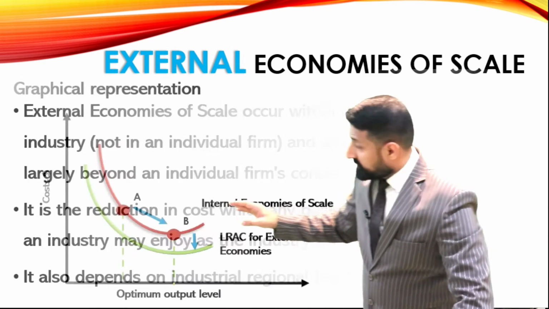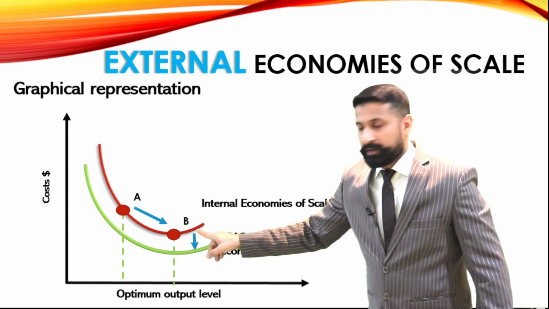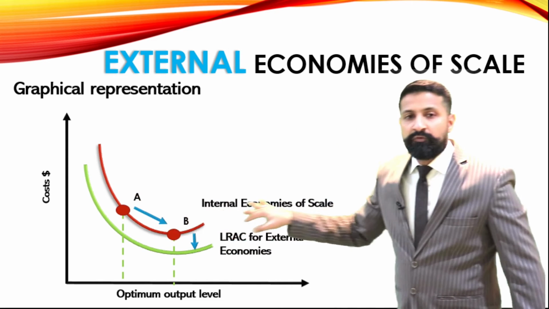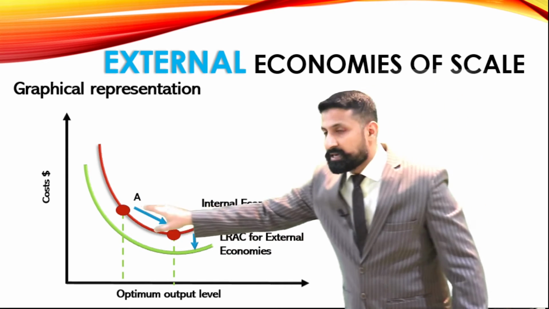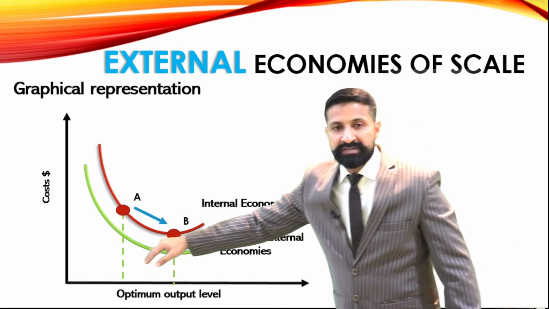Okay, now moving over to the graph of economies of scale, external economies of scale. This is how the graph looks. The red one is basically for the internal economies of scale. If you see, the cost was this one, then it moved over here, the output was increased.